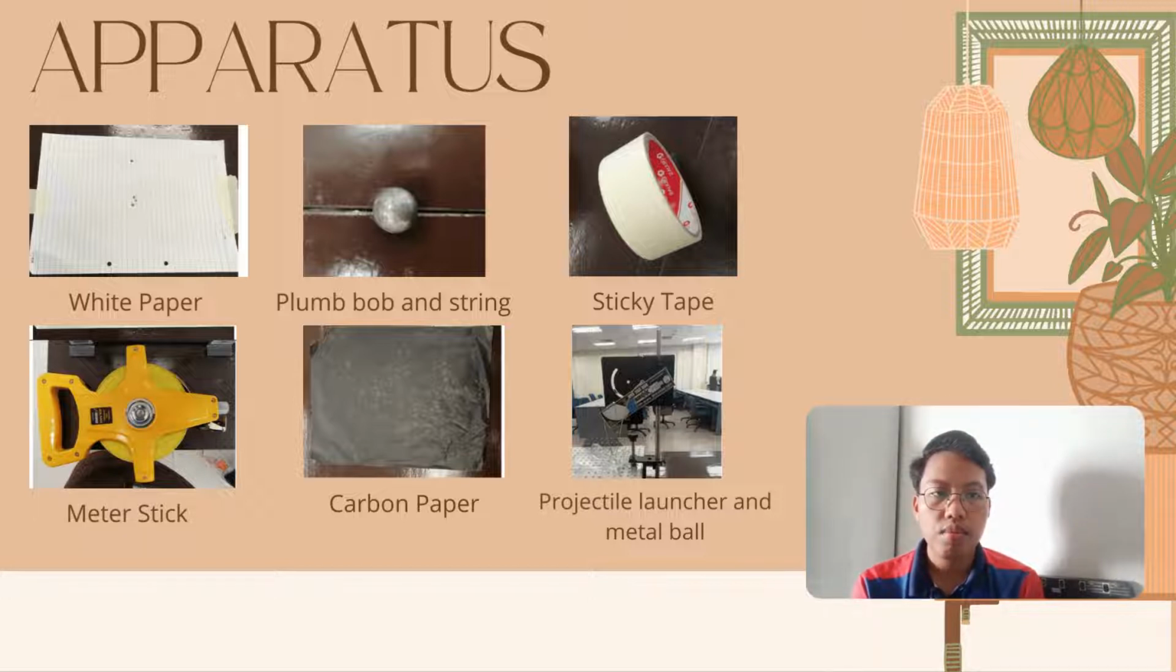The third is the plumb bob and string. The function is to establish a vertical datum. The fourth is the carbon paper. The function is to leave an impression on the white paper to detect the landing of the metal ball. The fifth is sticky tape. The function is to stick the white paper on the table. And the last is the projectile launcher and metal ball. The function is to throw the metal ball from the projectile launcher. So that's it for me. Thank you.